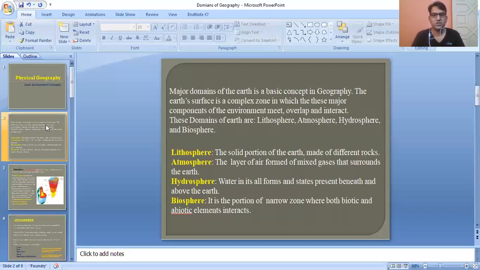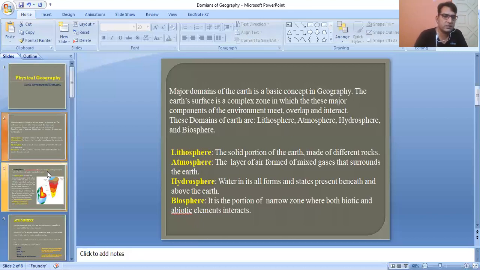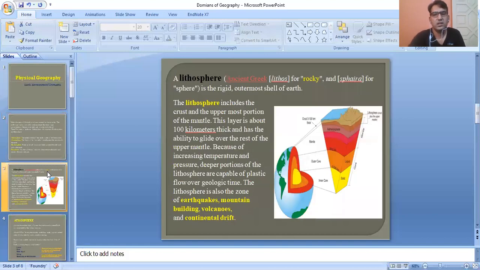The biosphere is a very thin layer, a very limited zone, where both biotic and abiotic elements and factors interact and provide life, or sustain and support life. So let's start from the lithosphere. The lithosphere is a rocky, rigid layer, which is the outermost layer of Earth's surface. This lithosphere is made of different rocks. These rocks are of different natures and forms, and they have formed under different circumstances. We are not going to discuss these rocks here. I will have another video on these rocks, but here we will discuss the lithosphere.